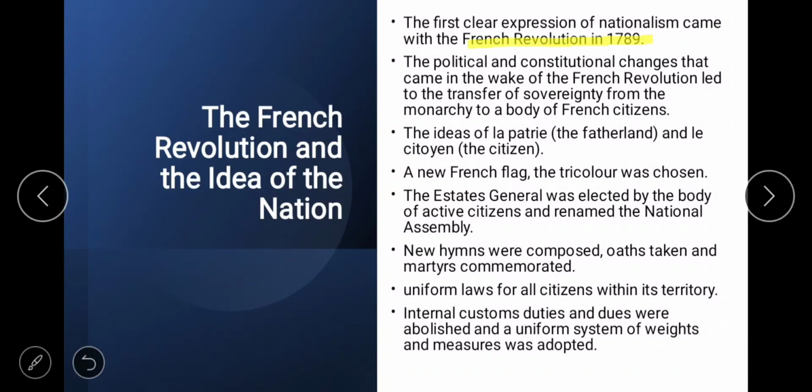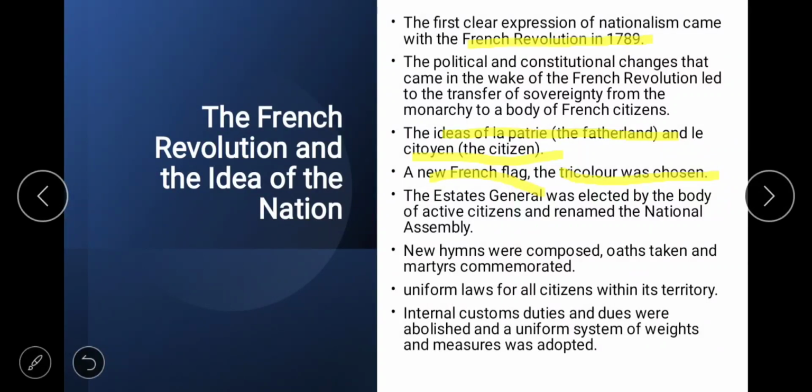So the various measures which have been mentioned are the ideas of la patrie and le citoyen. So what does la patrie mean? The fatherland, and le citoyen means the citizen. So the ideas of these were emphasized, which means people of the same nation, that is a united community, shall enjoy equal rights under a constitution. And then a new French flag, that is the tricolor, was chosen, and the former royal standard was replaced.